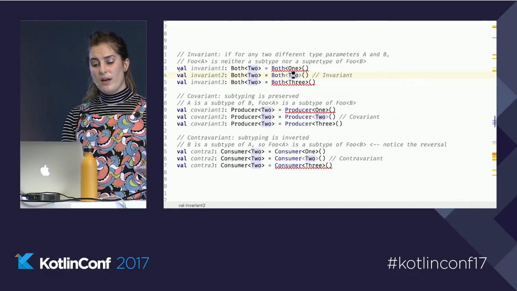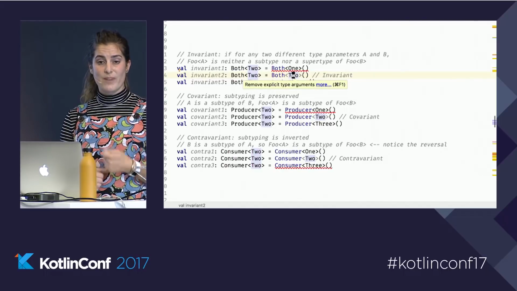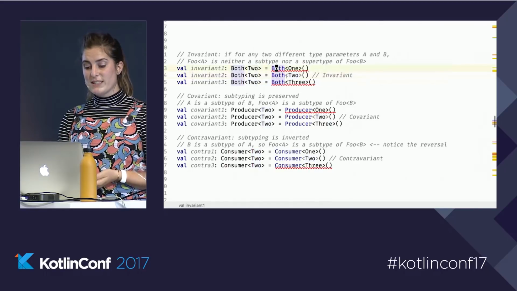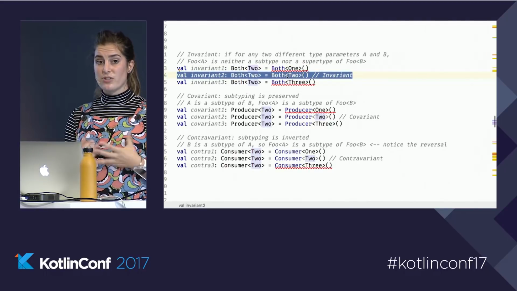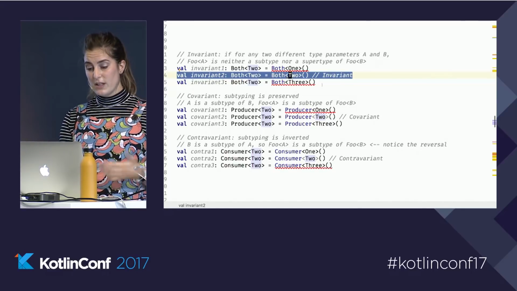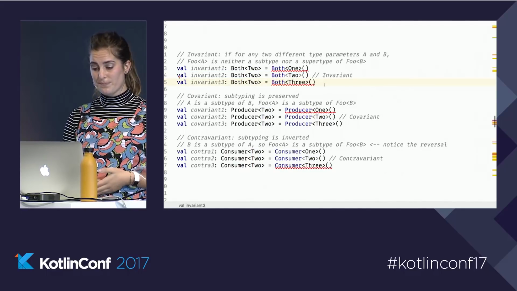And now, here are the 3 different types of variance. That first one, invariant, is the one that you probably know and love. So something that's invariant has to be an exact match. You'll see that this is the only one of these 3 statements that's compiling for us. It has to be both 2 to both 2.